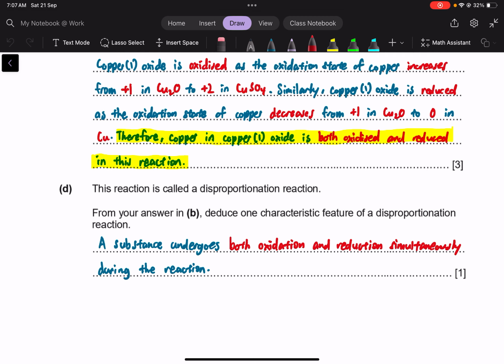So in part D, this reaction is called a disproportionation reaction. Then try to deduce one characteristic. You already concluded that copper in copper 1 oxide is being both oxidized and reduced. So you have already, in a way, obtained the definition of a disproportionation reaction, which is simply that a substance undergoes both oxidation and reduction simultaneously during the reaction. So when this occurs, we can just conclude that this reaction is a disproportionation reaction.